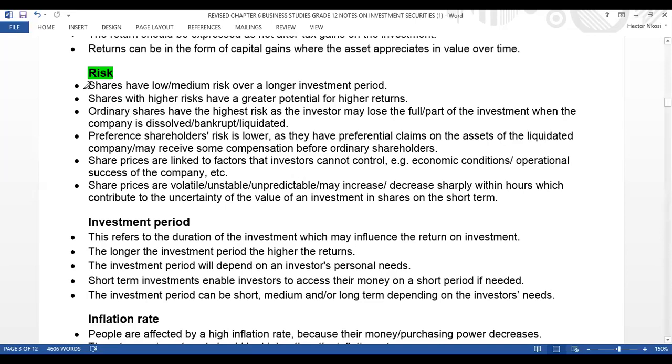Now, shares have low or medium risk over a longer investment period. So we know that shares have a low or medium risk, meaning that the risk for shares is not that high. Also, shares with high risk have a greater potential for higher returns. So the higher the risk, the higher the returns.